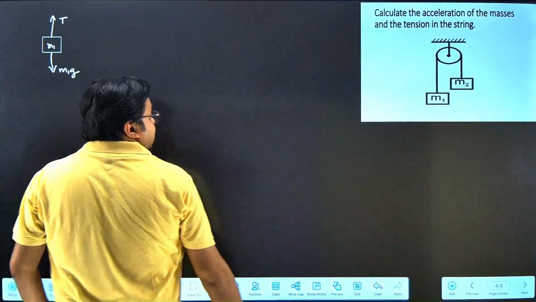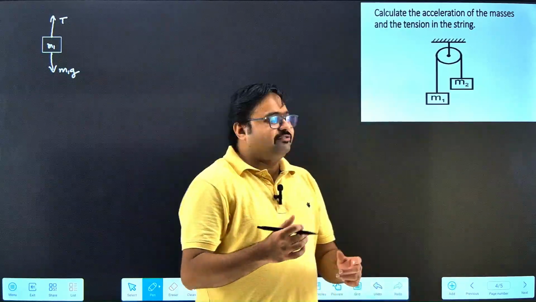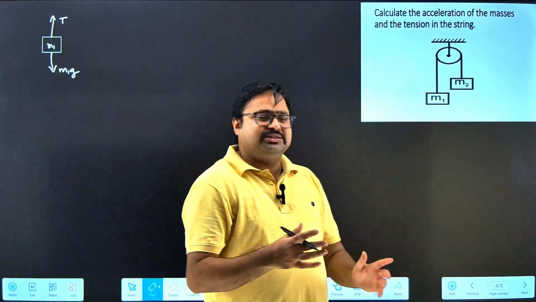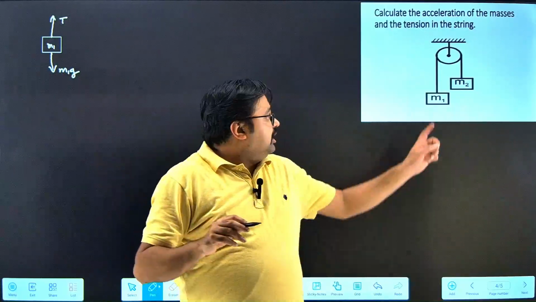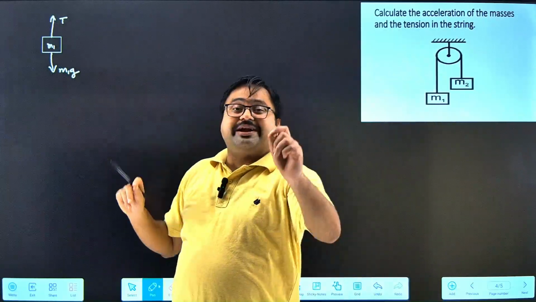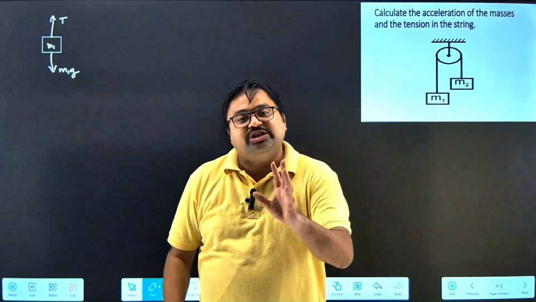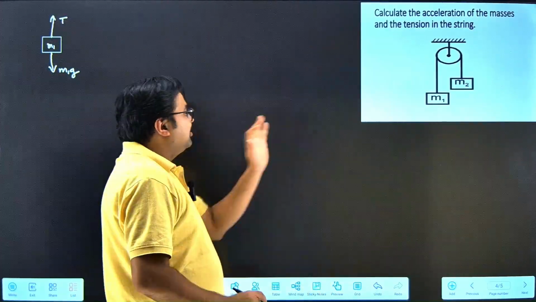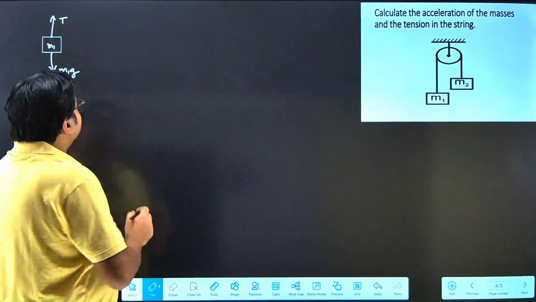Then I told you that M2 is heavier. That's an assumption. What if it is not so? Very simple. If M1 is not so heavy, M1 is going to go up, and you would write T minus M1 into G. If it's going down, you would write M1G minus T. That's the only difference. So let's come back here and write down what happens to the tension out here.